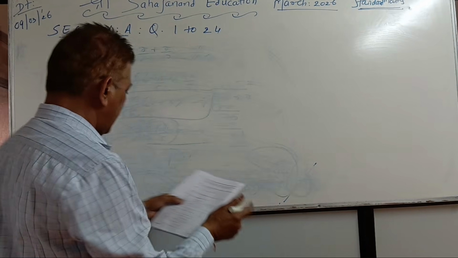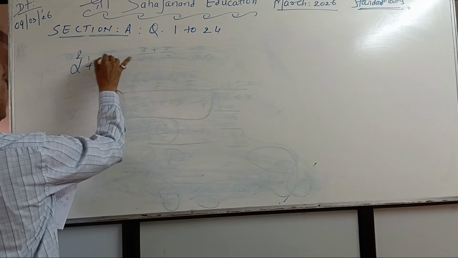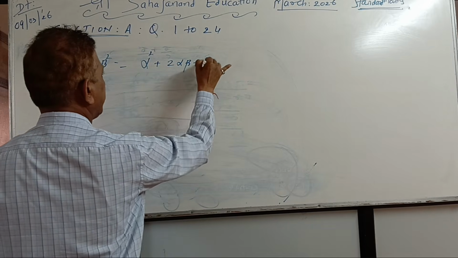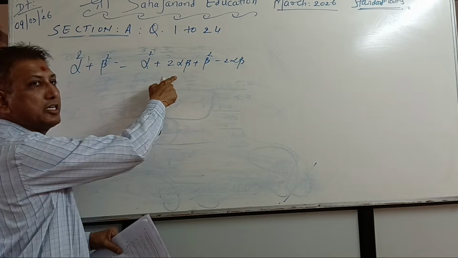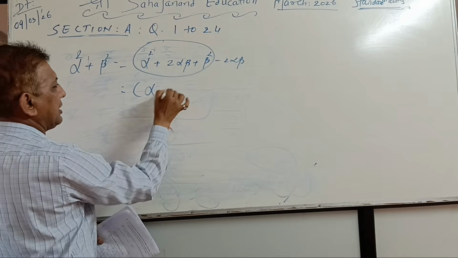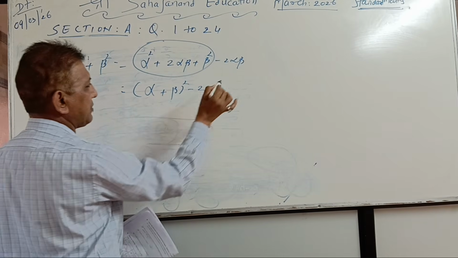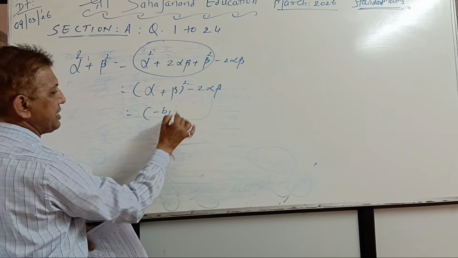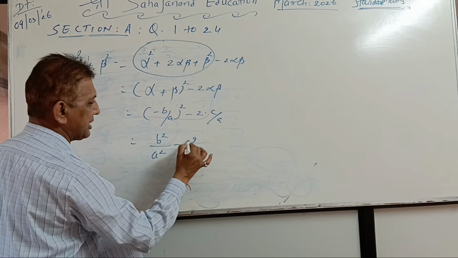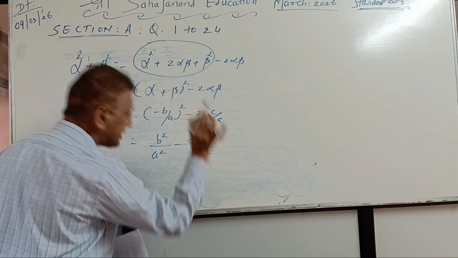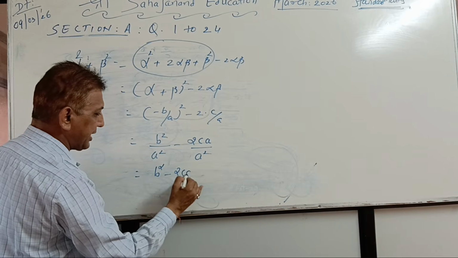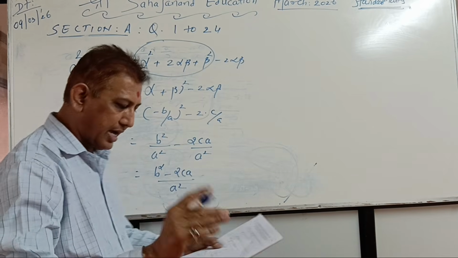Then 21st. Alpha square plus beta square. So here take the alpha square plus 2 alpha beta plus beta square minus 2 alpha beta. Here we add 2 alpha beta and subtract 2 alpha beta. Why? Because this is our perfect square polynomial. Alpha plus beta whole square minus 2 alpha beta. Here the formula, minus b upon a, c upon a. So b square upon a square minus 2c upon a. Here they multiply a in numerator and denominator. So final answer b square minus 2ca upon a square.